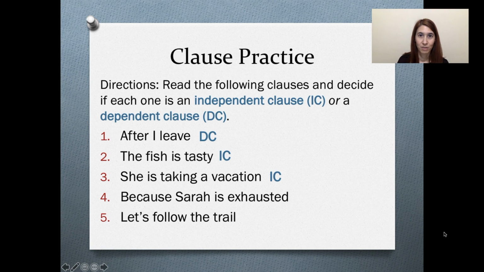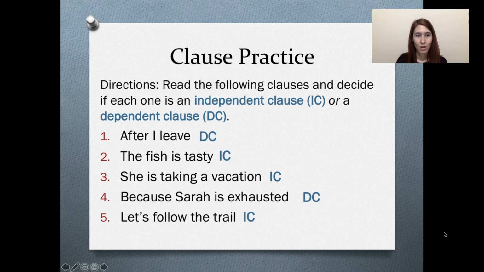She is the subject, is taking is the verb. Number 4, because Sarah is exhausted. This is a dependent clause. It's not a complete sentence. It needs to be connected to an IC to complete it. And the last one, number 5, let's follow the trail. Is this IC or DC? You should have said IC. This is also a complete sentence.